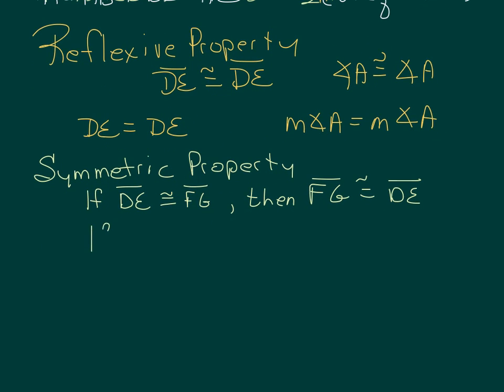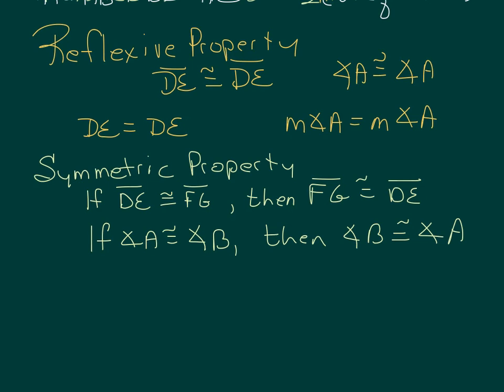We could say if angle A is congruent to angle B, then angle B is congruent to angle A. Sometimes we use this one on proofs if we want to just switch the way we said it to make things line up a little better. You can also use that with equality. If the measure of segment DE equals the measure of segment FG, then we could say that the measure of segment FG equals the measure of segment DE. So congruence or equality.